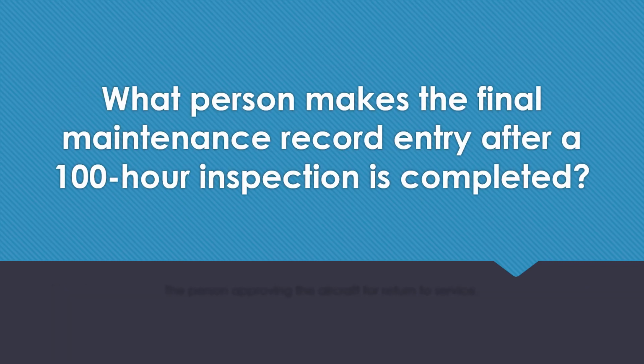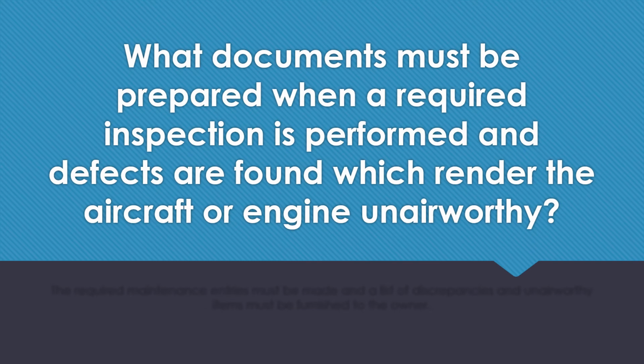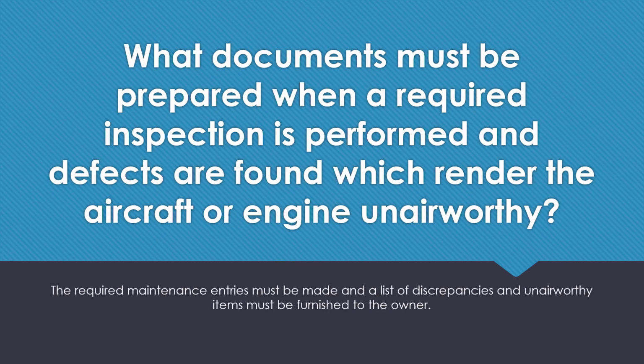What person makes the final maintenance record entry after a 100-hour inspection is completed? The person approving the aircraft for return to service. What documents must be prepared when a required inspection is performed and defects are found which render the aircraft or engine unairworthy? The required maintenance entries must be made and a list of discrepancies and unairworthy items must be furnished to the owner.